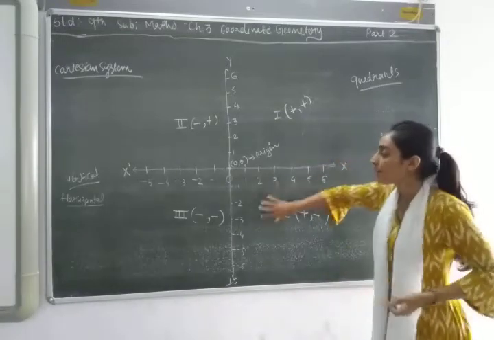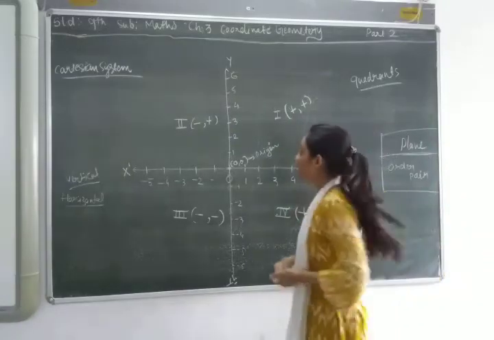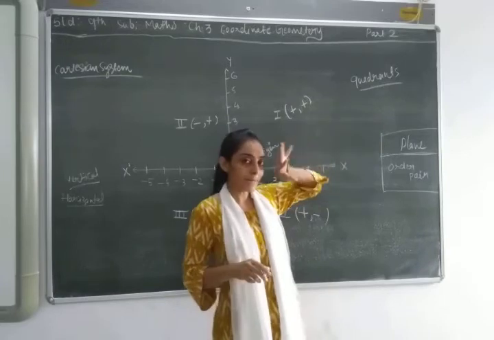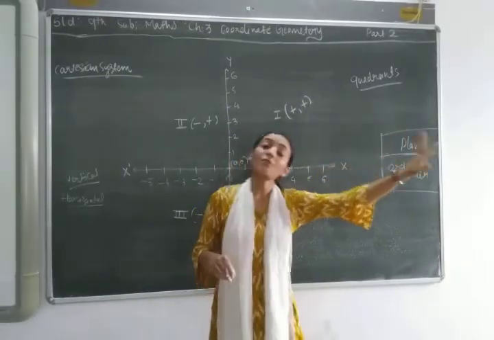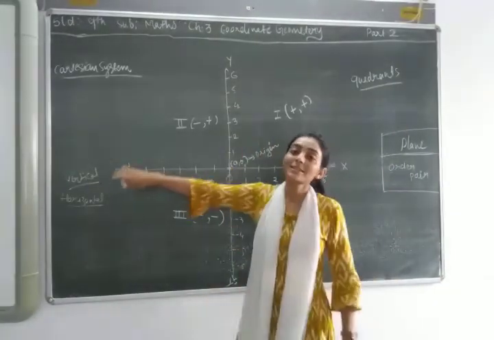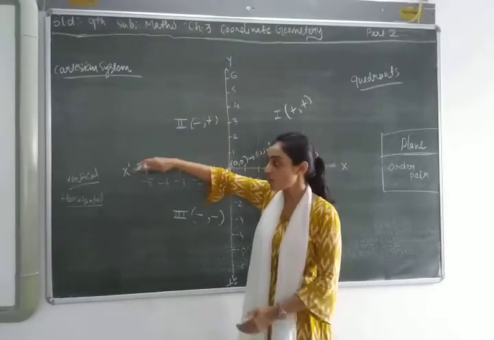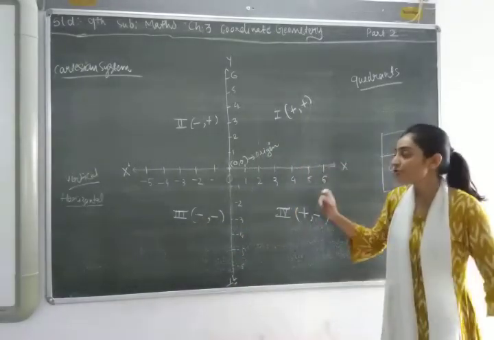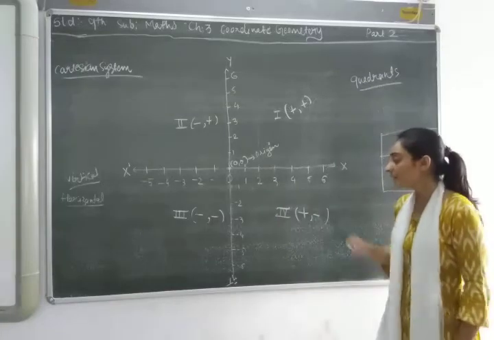the coordinate points are different. The coordinate points represent different signs. So, my first quadrant is completely positive. Okay, completely positive. Why? Because x-axis points and y-axis points in the first quadrant all are positive. Now, the second quadrant, my x-axis is negative, but y-axis is positive. In the third quadrant, both are negative. And in the fourth quadrant, my x-axis is positive, my y-axis is negative.